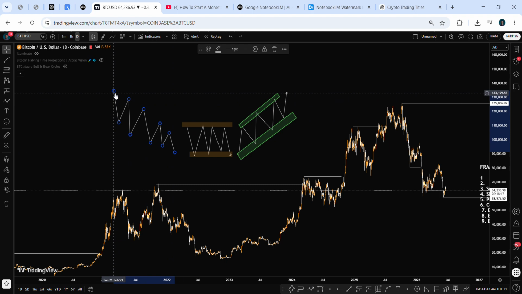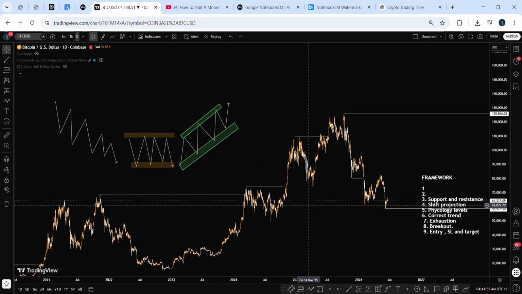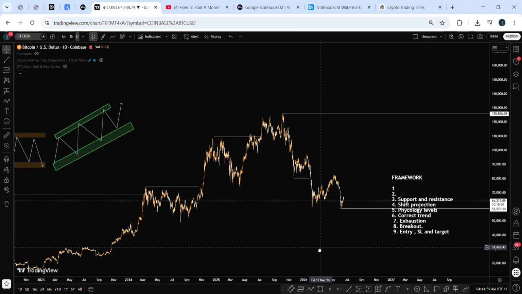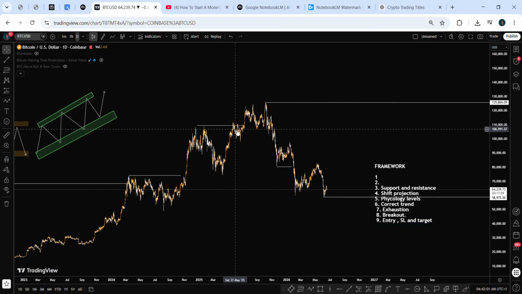As we all know, the market is just either going down, or going up, or consolidating. That's just what the market does. That's the cycle. The market repeats. If it's not going down, it's going up, or it's ranging.